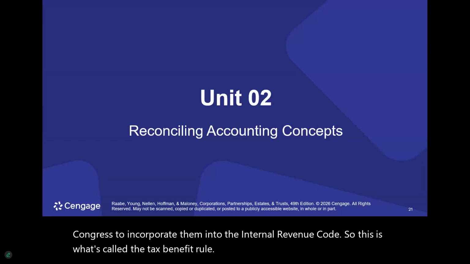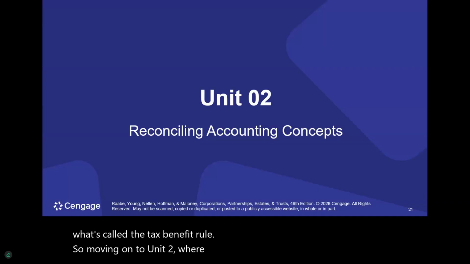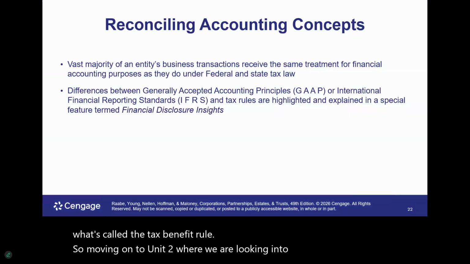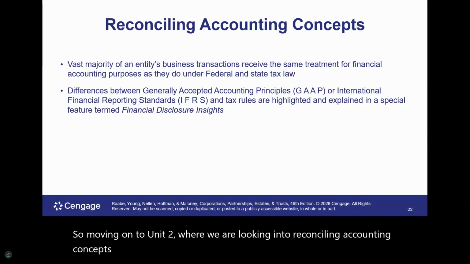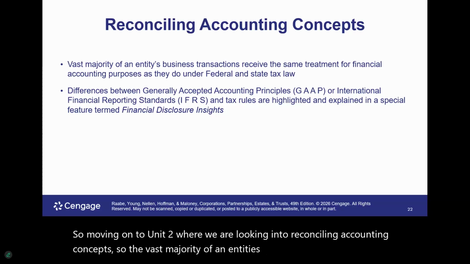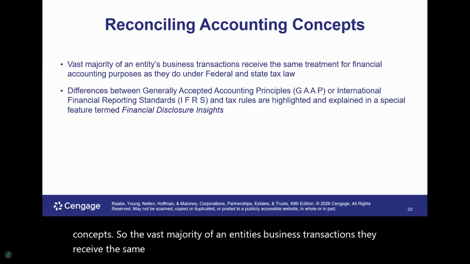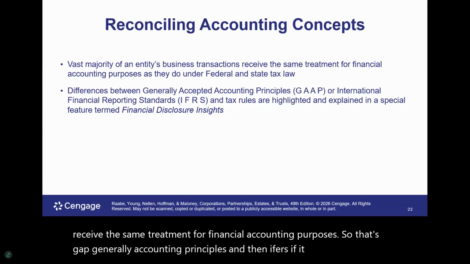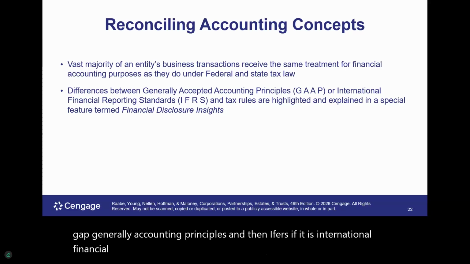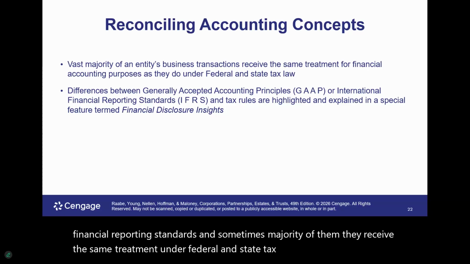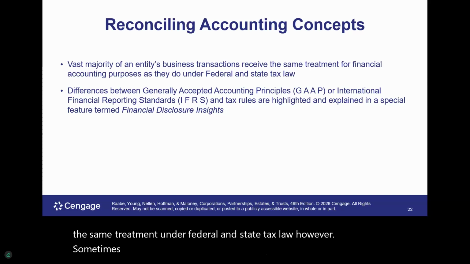So moving on to Unit 2, where we are looking into reconciling accounting concepts. The vast majority of an entity's business transactions receive the same treatment for financial accounting purposes. That's GAAP, generally accepted accounting principles, and then IFRS, the International Financial Reporting Standards. And the majority of them receive the same treatment under federal and state tax law. However, sometimes there are certain differences.